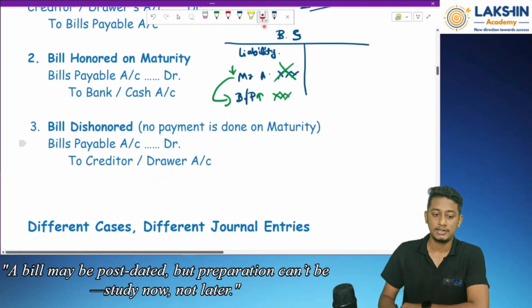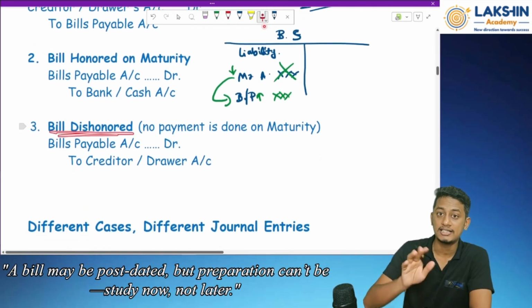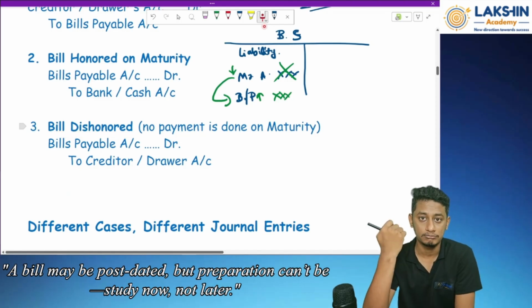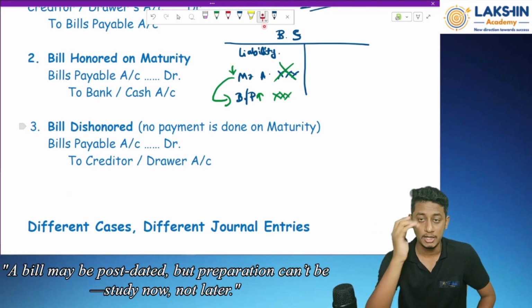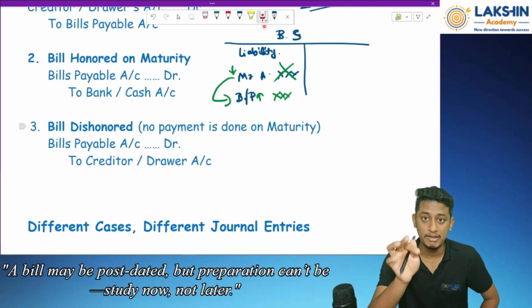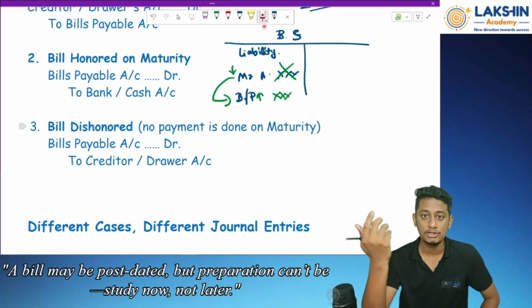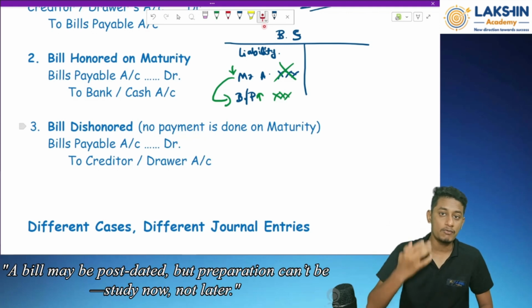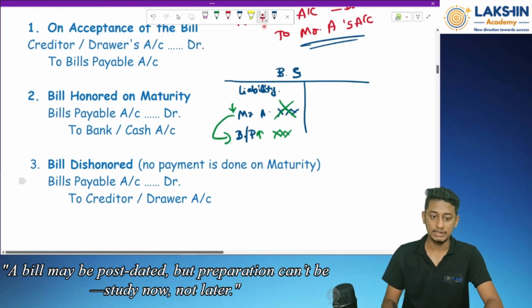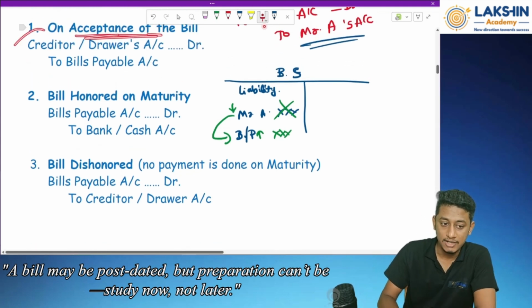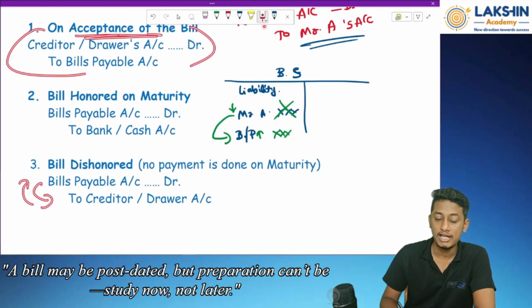Then let's take one more case. Let us say the bill is dishonored. He does not make the payment. Mr. B is not making the payment. Whenever Mr. B is not making a payment, will there be a cash inflow or outflow? No sir, because there is no payment being done, so there is no cash outflow. Then what I will do is, whatever acceptance entries we have passed over here will again be reversed.